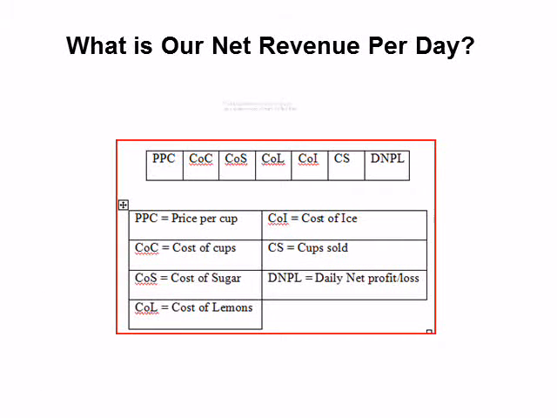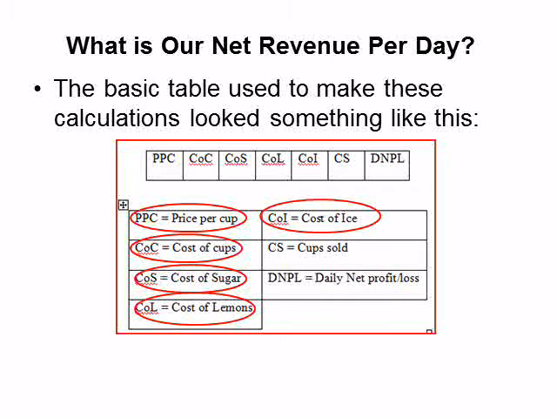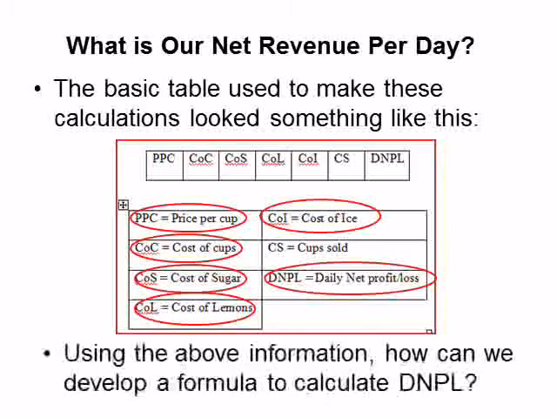The basic table used to make these calculations could look something like this. For example, PPC is price per cup. COC is the cost of cups. That CO will stand for cost in all examples. COS is the cost of sugar. COL is the cost of lemons. COI is the cost of ice. And then we're going to have CS, which stands for cups sold. And then we're going to have daily net profit or loss by the letters DNPL. Using the above information, how can we develop a formula to calculate daily net profit or loss?